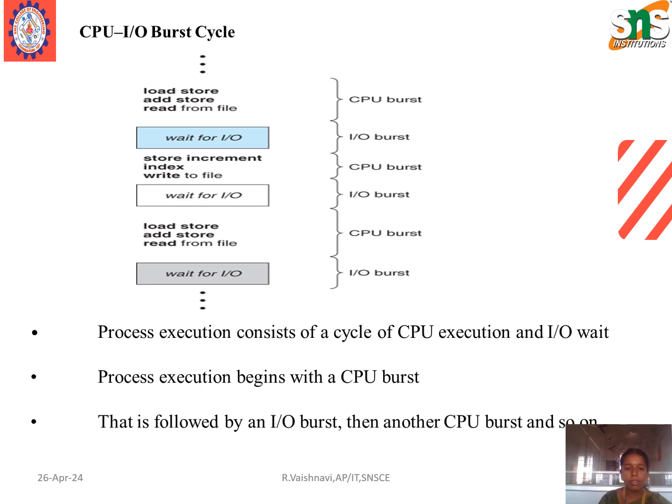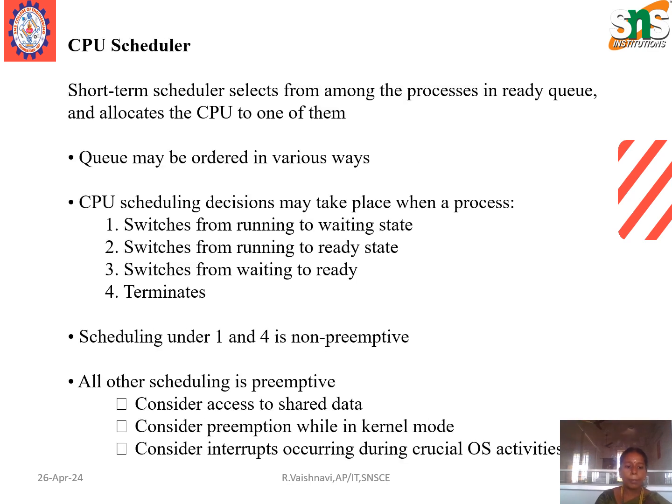The process execution consists of a cycle of CPU execution and input output wait. Process execution begins with a CPU burst. This is followed by an input output burst, then another CPU burst. CPU scheduler: the short-term scheduler selects from among the processes in the ready queue and allocates the CPU to one of them. The queue may be ordered in various ways.